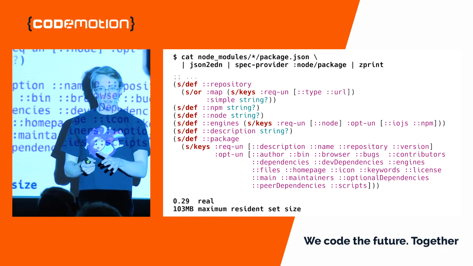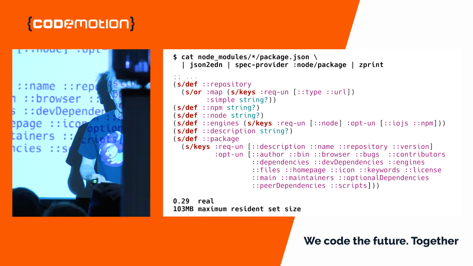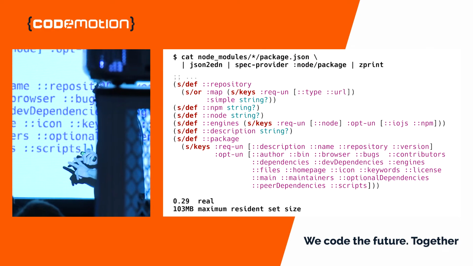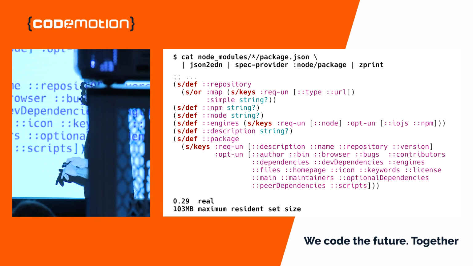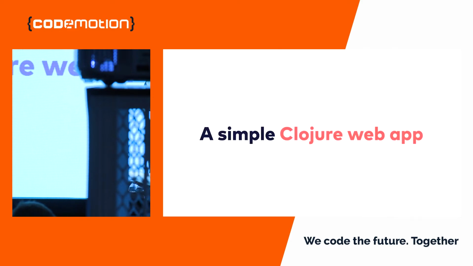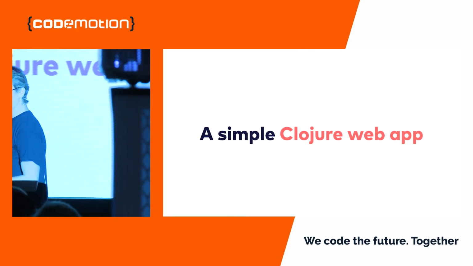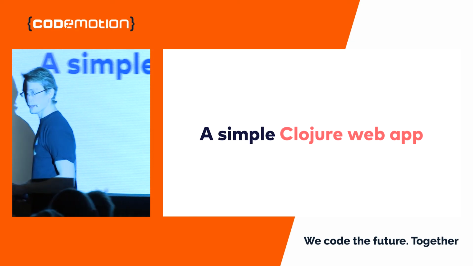OK, we already know that those programs can start quickly and use little RAM, but what else? What else does GraalVM bring to the table, to our tool belt? Let's talk about web applications. And in this case, I'm not interested in how quickly they start or how much memory they use. No, I'm going to talk about certain operational aspects.